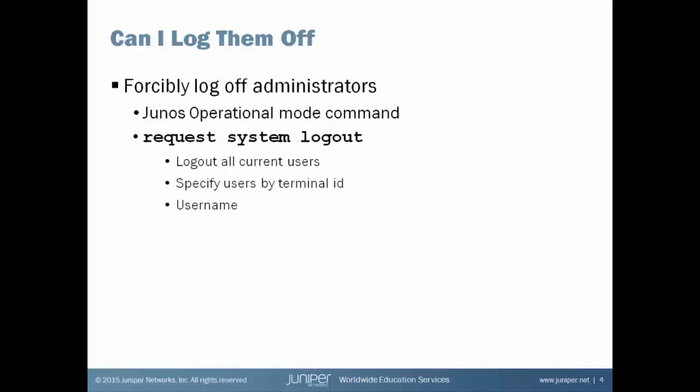After I answered that question, the next one would be, if there are other administrators currently logged in the platform, can I forcibly log them off? And the answer is yes. In operational mode in the Junos CLI, there is a request system logout command that can be used to log off all current administrators. I can log off administrators based on a terminal ID value or their username. Let's see how it works.